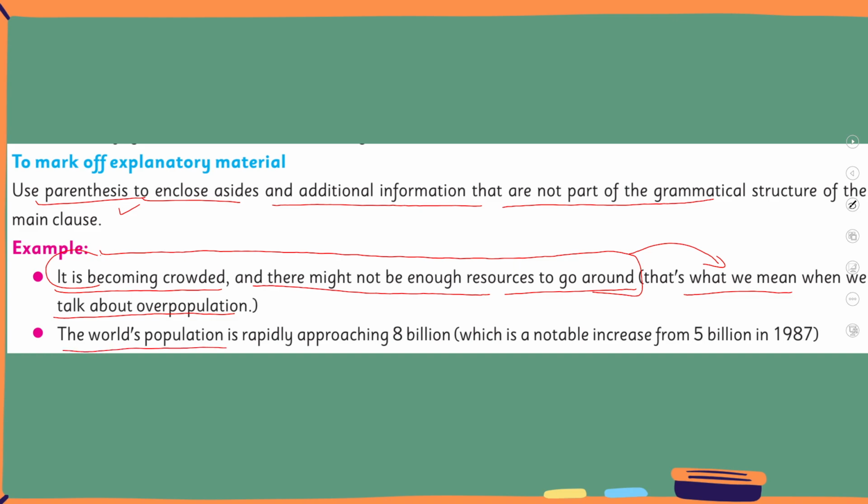The world's population is rapidly approaching 8 billion (which is a notable increase from 5 billion in 1987). So here we are giving a comparison. We are measuring two different time zones according to the world population. In 1987, the world population was 5 billion. In 2024, it has increased to 8 billion. So we are just giving additional information and we are marking off explanatory material in our parentheses.